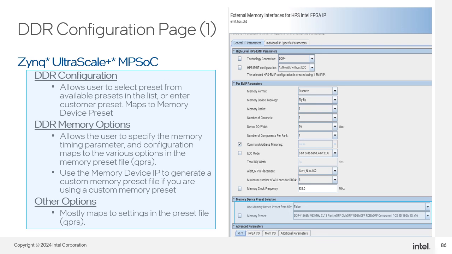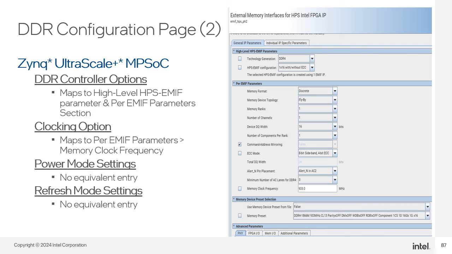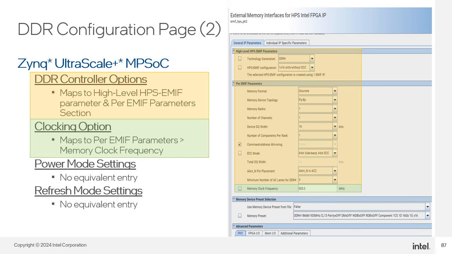Otherwise, you need to generate a custom preset for the memory part that you are using. The method to generate a custom memory preset file for HPS EMIF is the same as Fabric EMIF. The clocking option maps to the memory clock frequency in HPS EMIF IP. The DDR controller options map to the high-level HPS EMIF parameters section in the HPS EMIF IP.